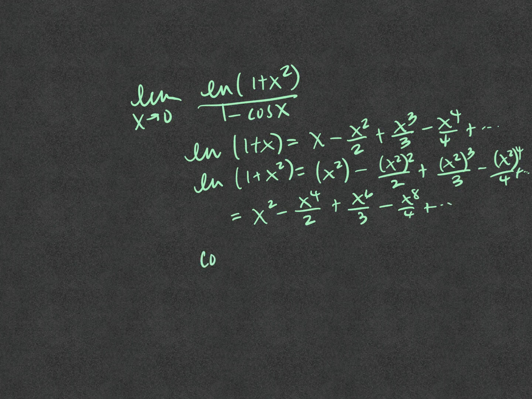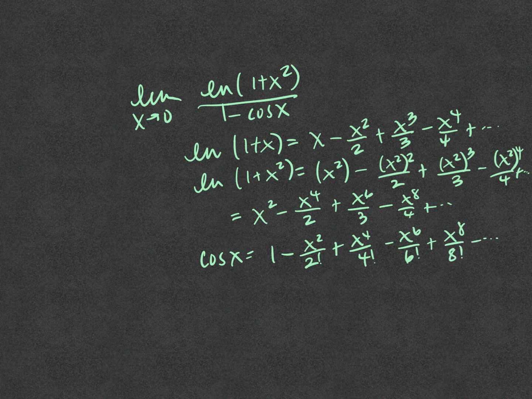Now let's make a note of what cosine of x is. If we look at the table, cosine of x is 1 minus x squared over 2 factorial plus x to the fourth over 4 factorial minus x to the sixth over 6 factorial plus x to the eighth over 8 factorial minus dot dot dot. All right, so we're going to look at this limit, and it says the limit as x approaches 0.